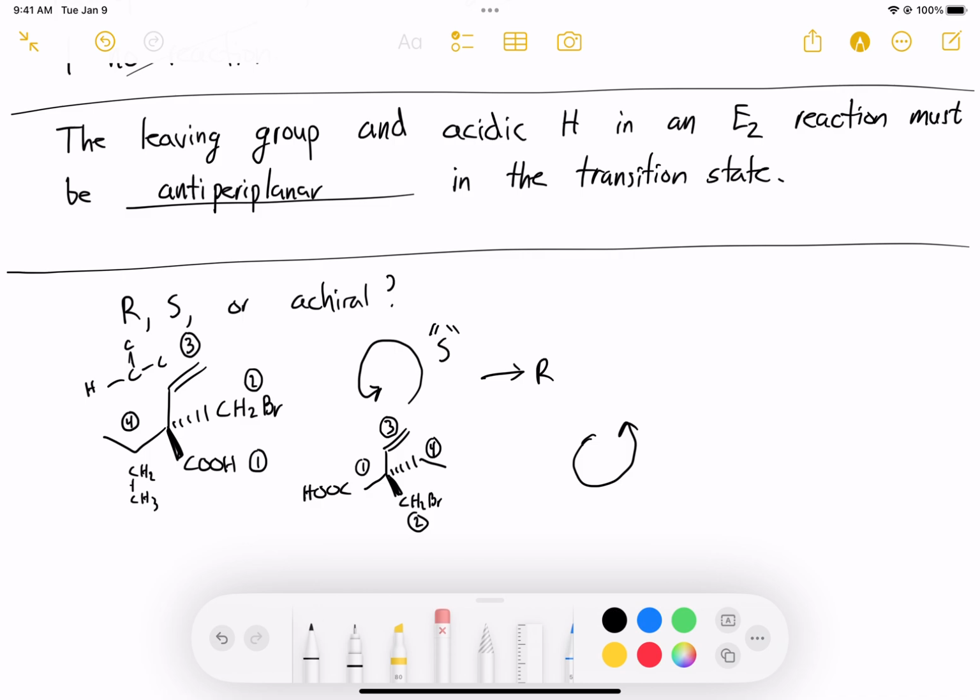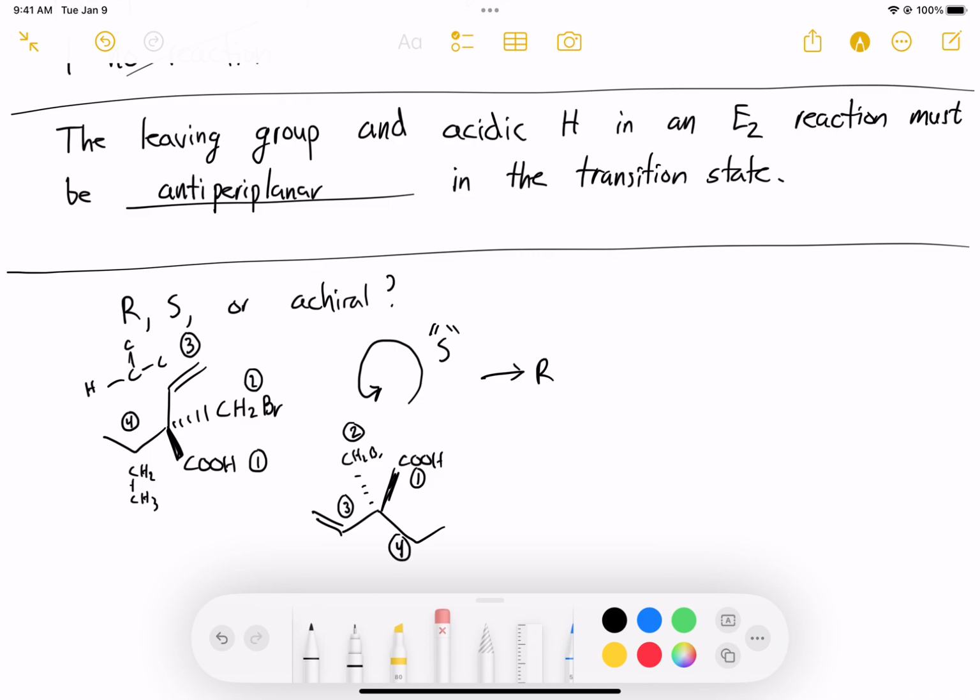Okay, maybe you shouldn't have to do this, but let's redraw it. So let's draw it like this. CH2Br, and then here is my COOH. Okay, so maybe the orientation is just weird. I don't know why that would be. Okay. 1, 2, 3, 4. So it looks like it's S, right? But now we know it's R.